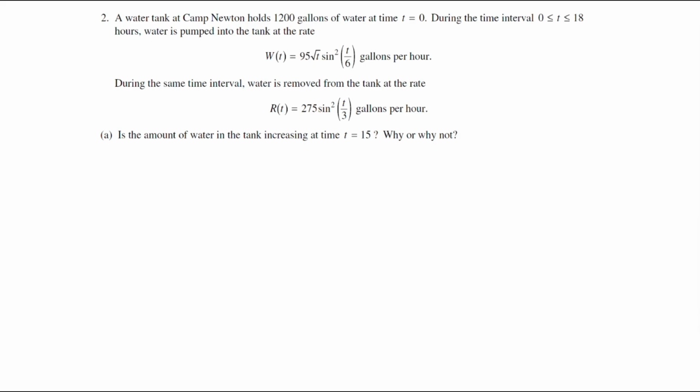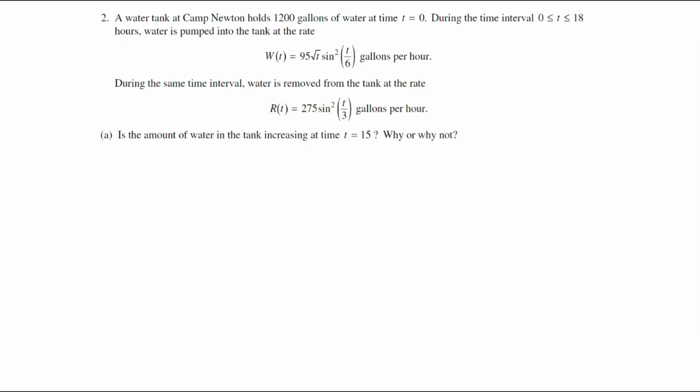All right, this is question number 2 from the 2005 Form B AP Calculus AB exam. This is a rate FRQ. We've got water in a tank at Camp Newton. It holds 1,200 gallons of water at time t equals 0. We've got a rate W of t at which water is pumped into the tank, and a rate R at which it's removed from the tank, both in gallons per hour.